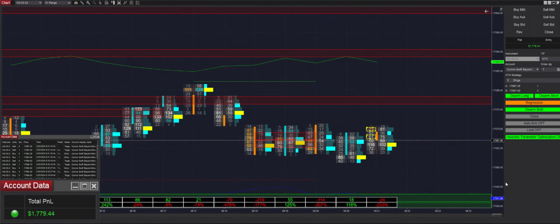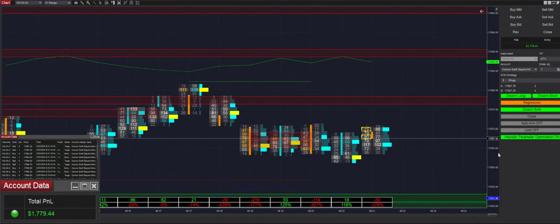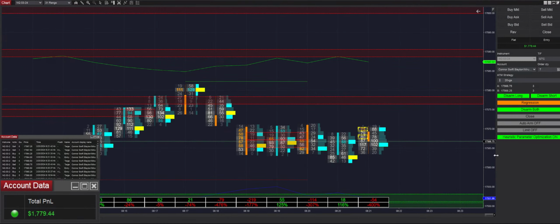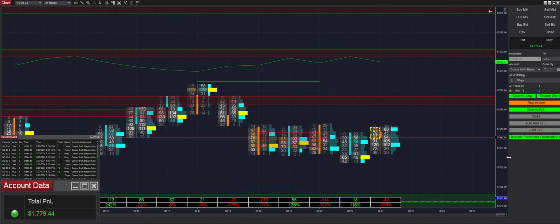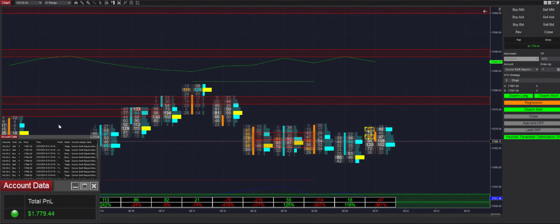I'm just going to move my chart trade around for you guys here. You can see that this, in fact, is not an overlay. This is actually real. You can also see my live executions over here.